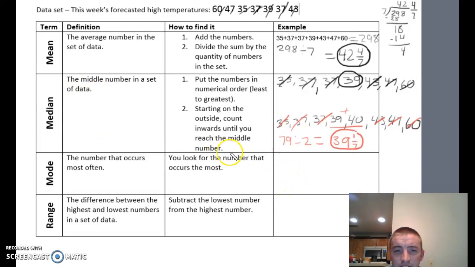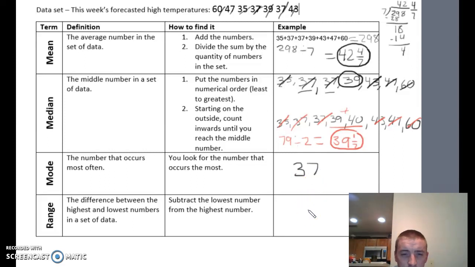Okay, so now if we take a look at our mode, the mode is the number that occurs most often. So we're going to look for that. So which number do we see the most in our set of data? I see 37 twice. Okay, so 37 is our mode.